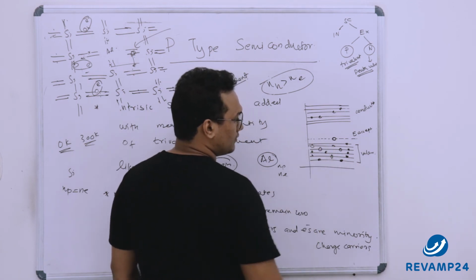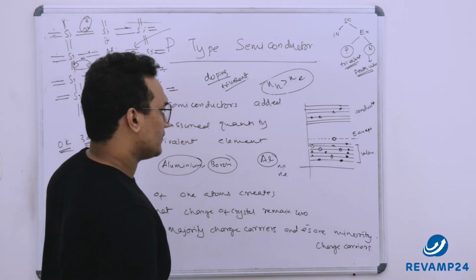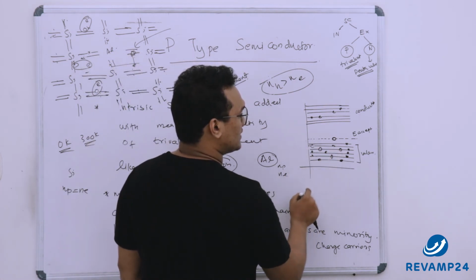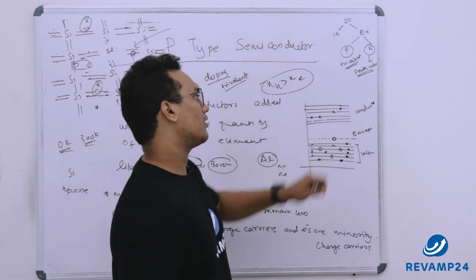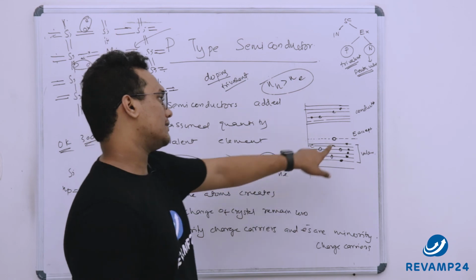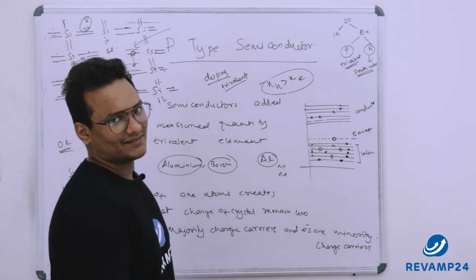and these are the electrons, these are the holes which are made along with the generation of free electrons, and this is the excess hole. Okay, thank you.